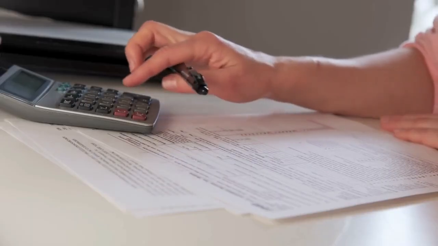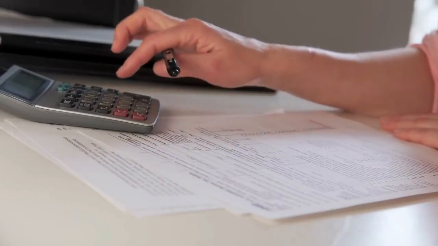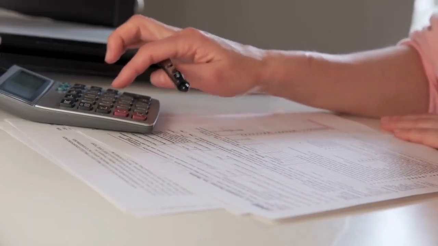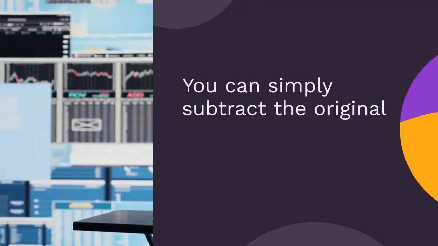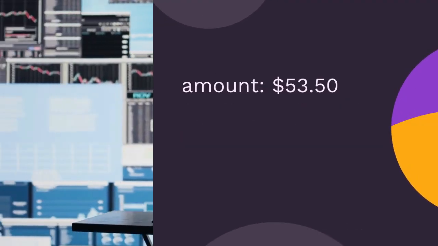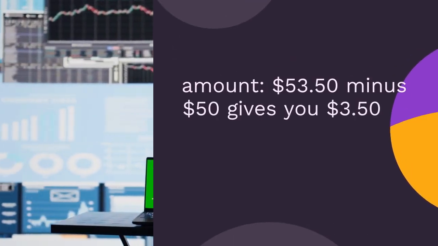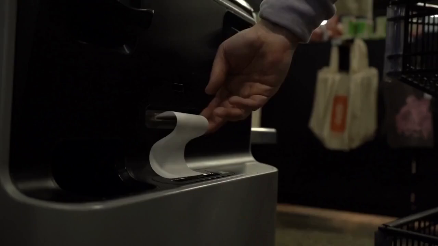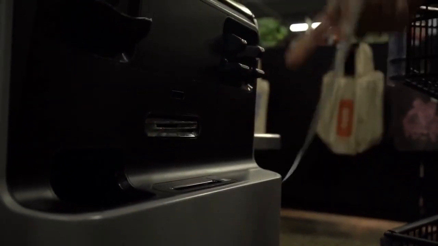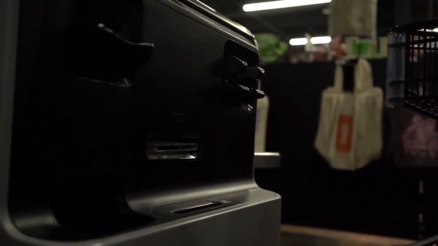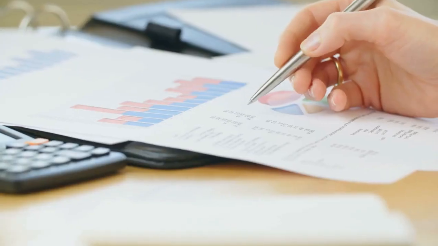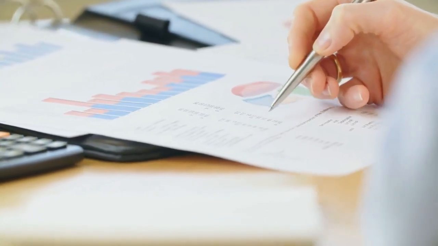Now that you have the original price, finding the exact sales tax amount is the easiest part. You can simply subtract the original price from the total amount. $53.50 minus $50 gives you $3.50 in sales tax. Notice that this is different from the $3.75 we got when we did it the wrong way. That small difference can really add up on big purchases.